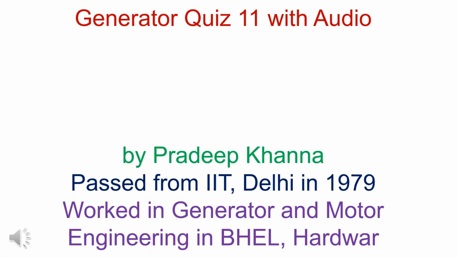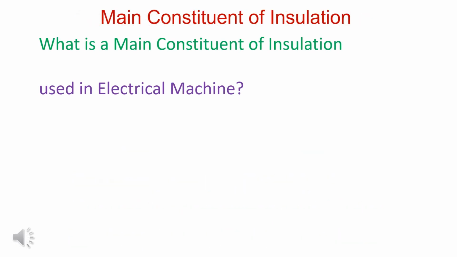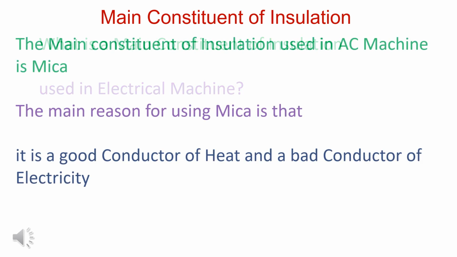Only the fundamentals are covered in the quiz. What is the main constituent of insulation used in electrical machines? The main constituent of insulation is mica, in the form of mica paper or mica splitting.